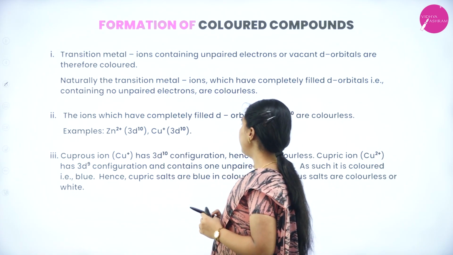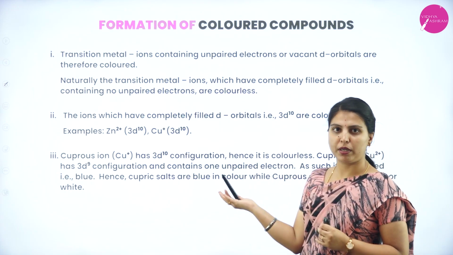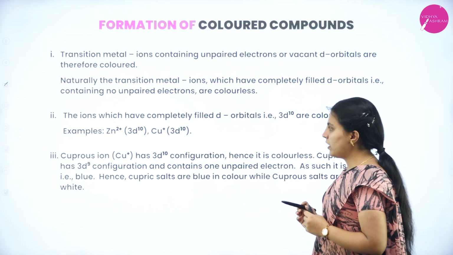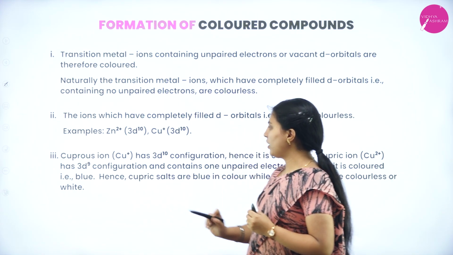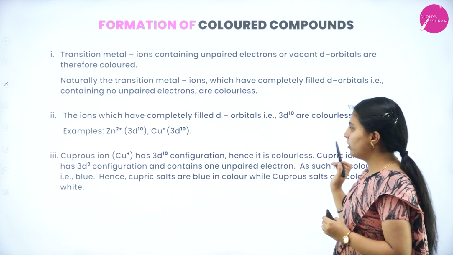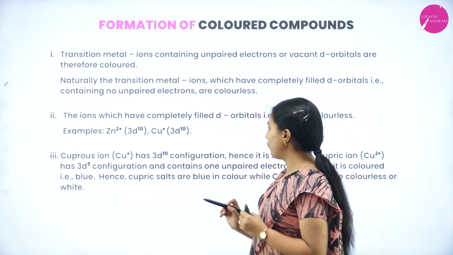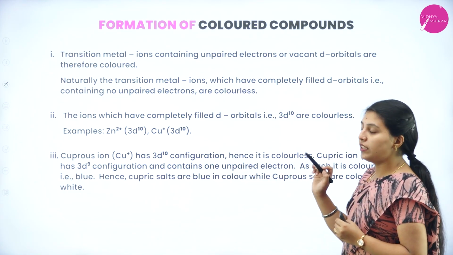The ions which have completely filled d orbitals, that is 3d10, are colorless. Example, zinc and copper. Zinc and copper are colorless because they have the complete electronic configuration. Cuprous ion has 3d10 configuration, hence it is colorless. Cupric ion Cu2+ has 3d9 configuration and contains one unpaired electron. As such, it is colored, that is blue.